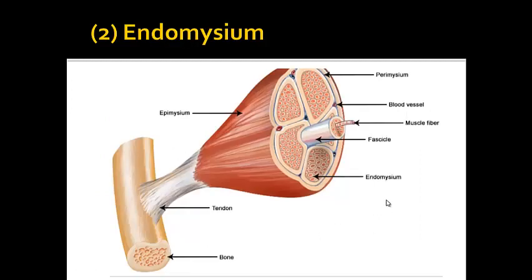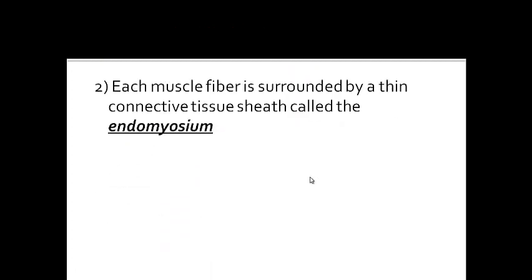I already mentioned that each muscle fiber is going to be surrounded by a thin layer of connective tissue, and we refer to that as the endomysium. The line that forms the outer circumference of the muscle fiber is the endomysium. So each muscle fiber separately is surrounded by a thin connective tissue sheath, which is called the endomysium.